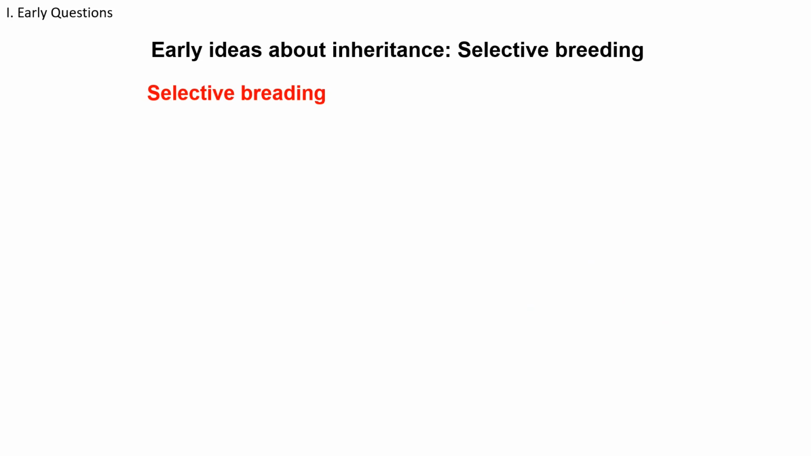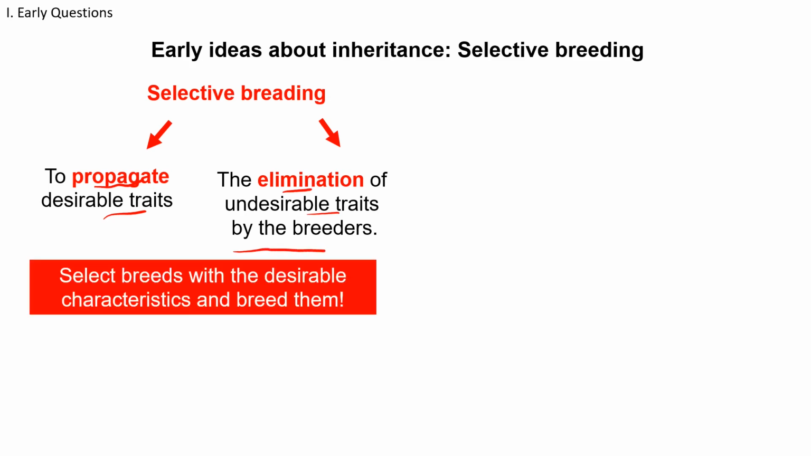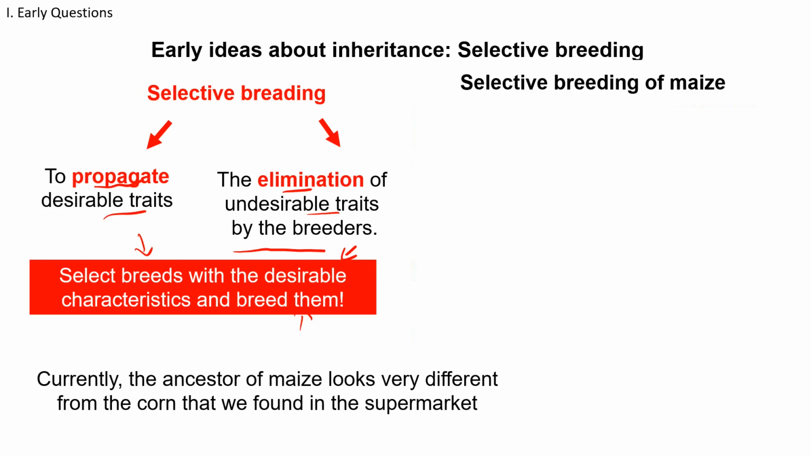In other words, selective breeding is to propagate the desirable traits while eliminating the undesirable traits. And who is in control of this? The breeders. So in this case, humans take the corn that is bigger because it has the desirable traits, and we breed it. And in the case of selective breeding of maize, it's very interesting because the ancestor looked more like grass, and now the one that we have in the supermarket is very different, very big.